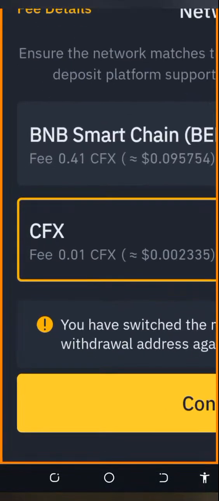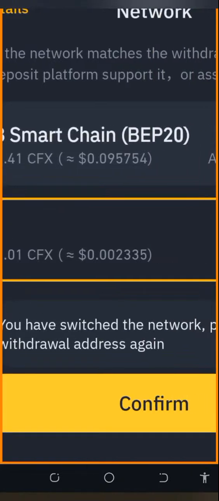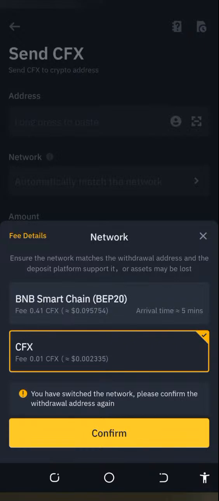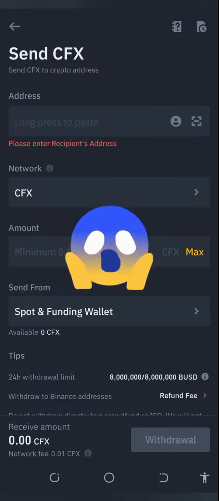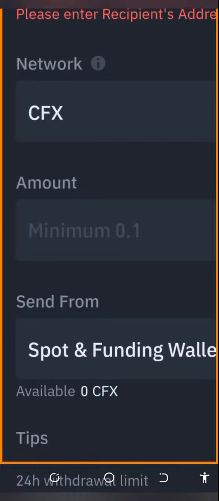How much is it? It's just about 0.002. That's less than 1 cent. Beautiful. That's less than 1 cent to send. Okay, let's go ahead and click on confirm. So what we're going to do here is that we need to be sure that this is going to deliver. Don't forget, if you send money to a wrong address, your money is gone. Okay, so now what is the minimum that we can send? The minimum is 0.1 CFX.